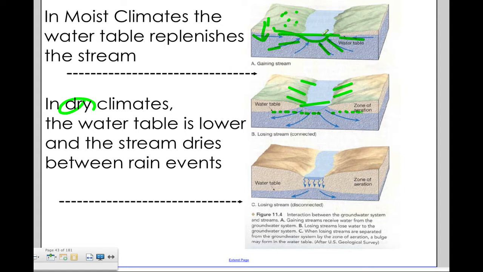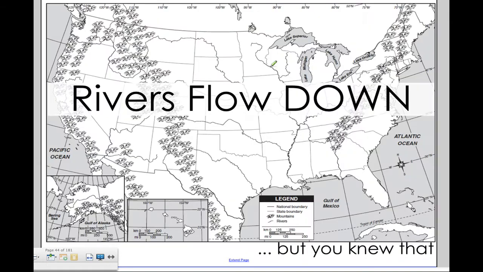So in New York, you'll see it in a minute, most of our, if not all of our streams are this type of gaining stream or perennial stream. Some very basic knowledge to remember and not forget.